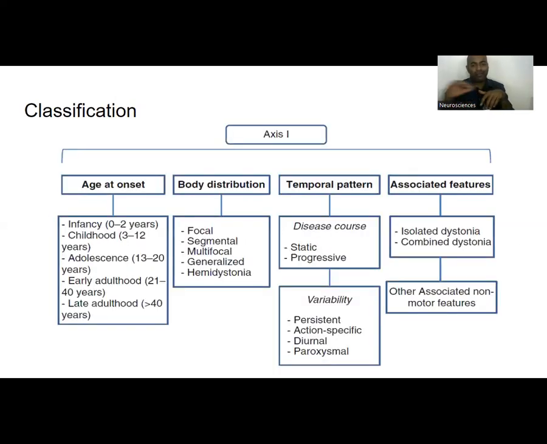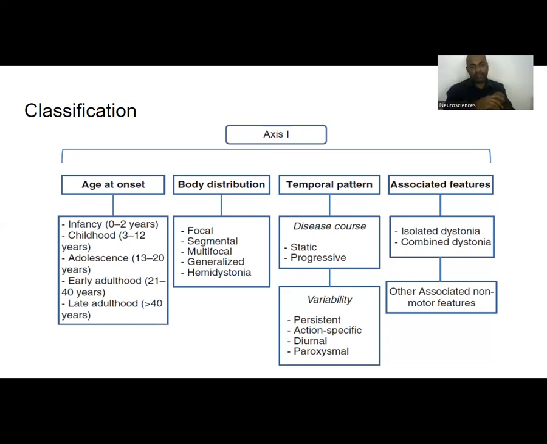So these are the 5 parameters. Age at onset can be classified into infancy onset, childhood onset, adolescent onset, early adulthood, late adulthood. Based on body distribution, it can be classified into focal, segmental, multifocal, generalized, or hemidystonia. Based on temporal pattern, that is the disease course, it can be static or progressive. Based on variability, it can be classified into persistent, action-specific, diurnal, paroxysmal.